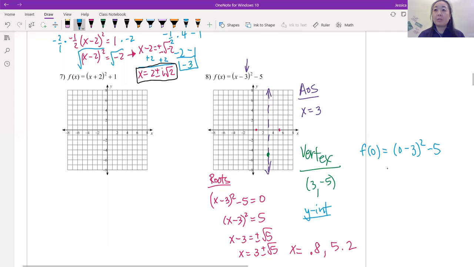So we're going to just use order of operations. And that's going to be (-3) squared minus 5. So this is going to equal 9, not -9, because -3 times -3. And then minus 5, which is going to be 4. So our y-intercept is (0, 4). (0, 4), there we go, right there. And remember, that always gives us our symmetrical point there. So it's 3 away from the AOS. So we're going to go 3 on the other side of the AOS.